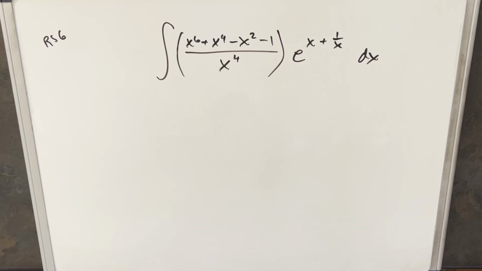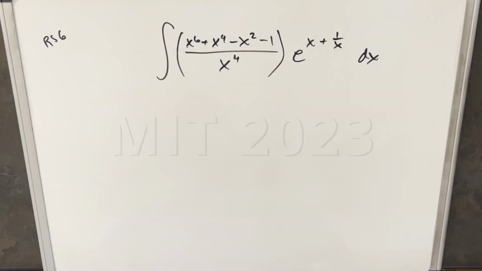Hey, we have here today another integral from the MIT Integration Bee 2023 regular season problem 6. We have the integral of (x^6 + x^4 - x^2 - 1) over x^4, times e^(x + 1/x), dx.